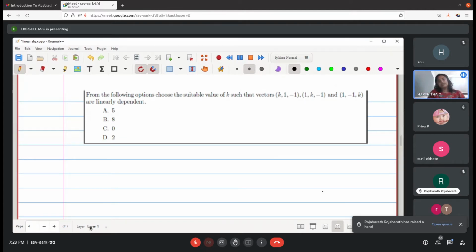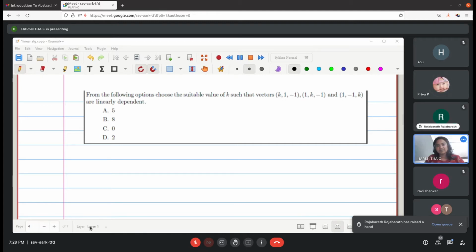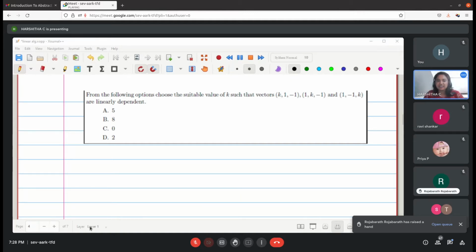From the following options, choose the suitable value of k for which three vectors become linearly dependent. So, does anybody want to suggest a way of doing this? Ma'am, determinant should be equal to 0, no? Yeah. So, can you explain why determinant has to be equal to 0? And determinant of what? Determinant of the matrix is equal to 0, so that it will be dependent.